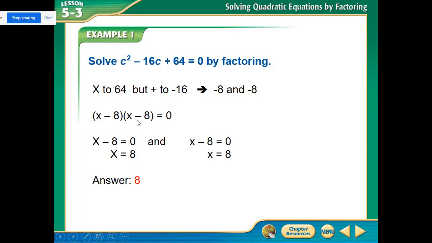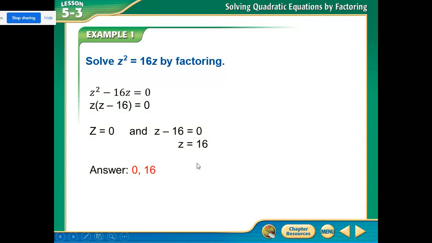So we have x minus 8 and x minus 8 equals 0. Split it using the zero product property, and we get x minus 8 equals 0, and x minus 8 equals 0. Solving both of those, we get 8 and 8. Well, obviously that's the same number, so our answer is just 8. This is the one where, remember, if we go ahead and graph it, it just touches the line, and we only had one answer. That's what this one is. So it only touches the line, and so we only have one answer.